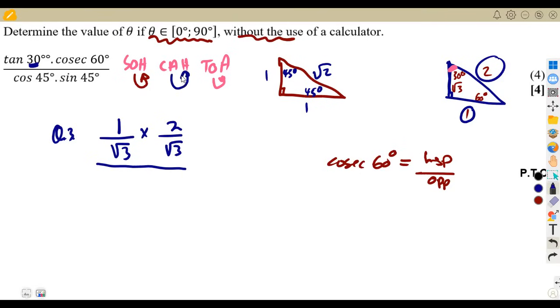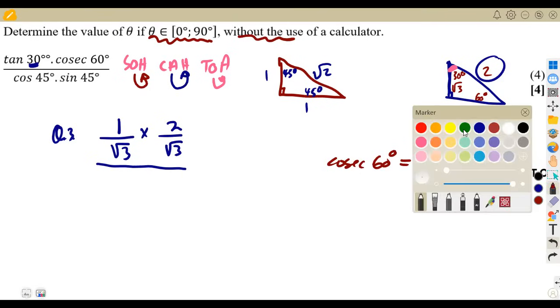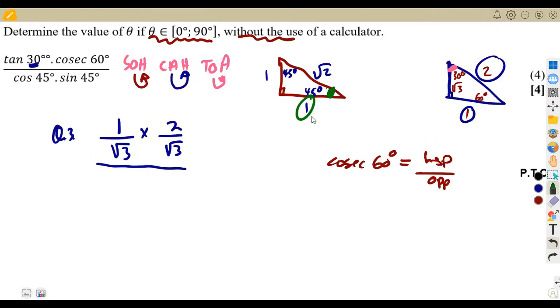Remember, cos is adjacent over hypotenuse. So depending on which angle of 45 you are using, if you are using this angle, this is your adjacent, and this is your hypotenuse. So it's going to be 1 over the square root of 2. So we've got 1 over the square root of 2, all right, which is going to be multiplied by sine 45, which is opposite over hypotenuse. So opposite, which is 1, over the hypotenuse, which is the square root of 2.